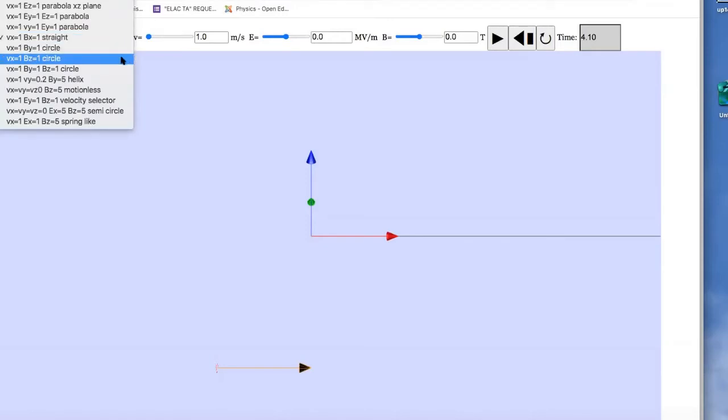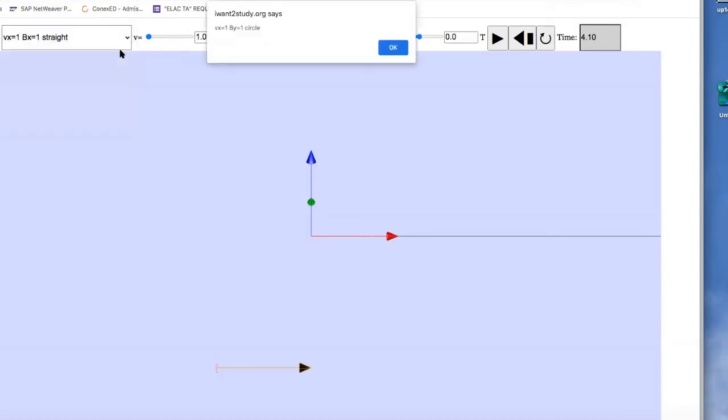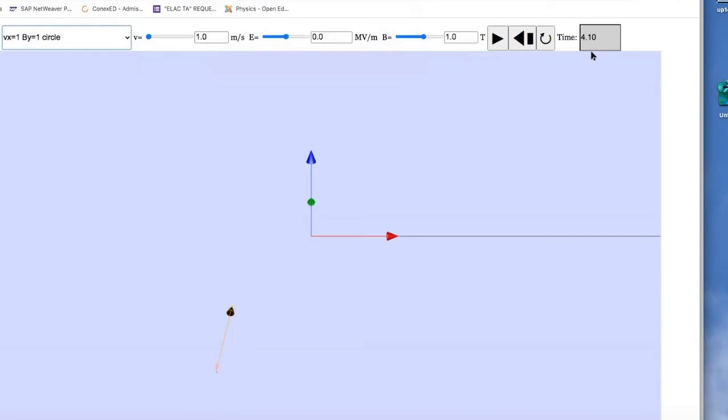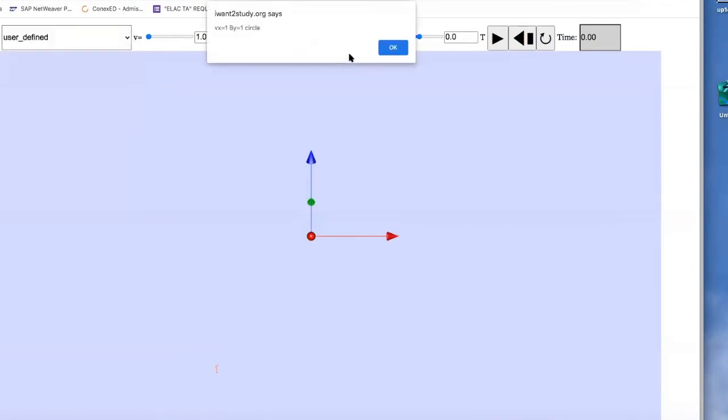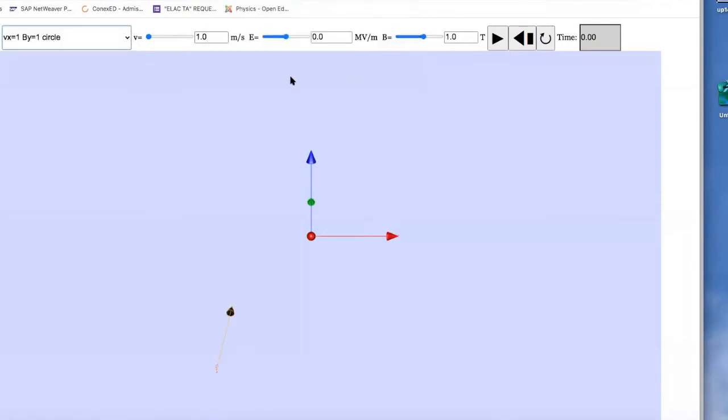Okay, how about the next kind of case? Bx is 1, Bz, By is 1. Vx is 1, Vy is 1. So now what do we expect the path to be? Let's do it before we actually run it so we don't cheat.